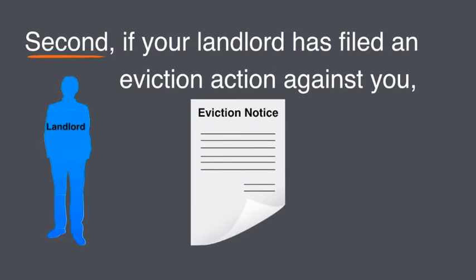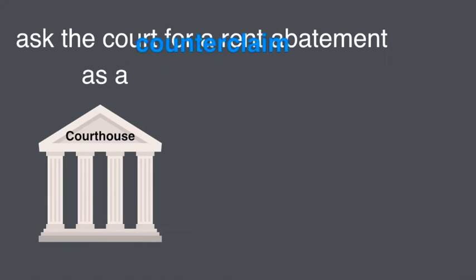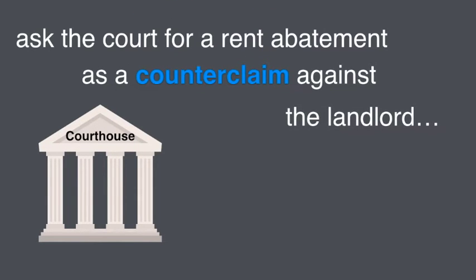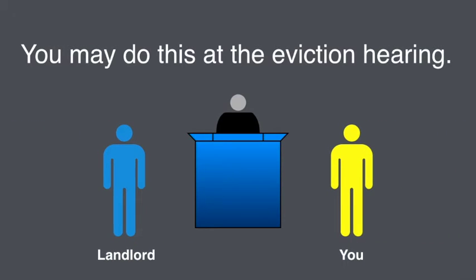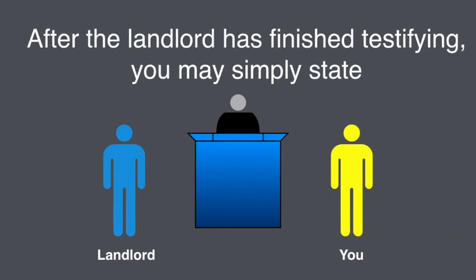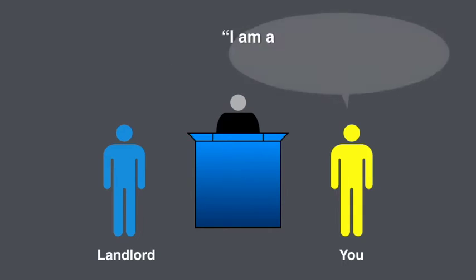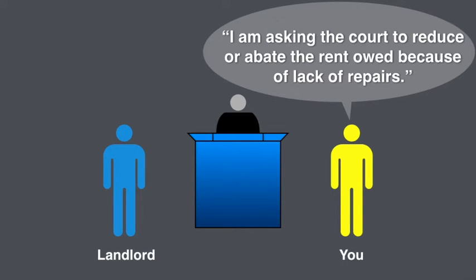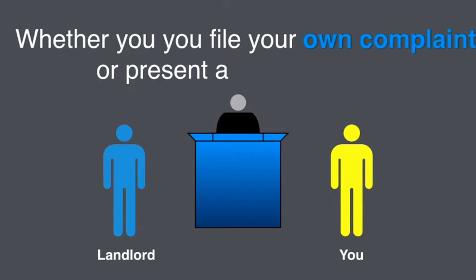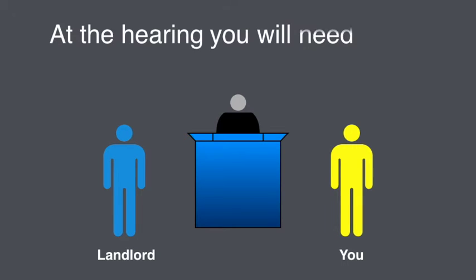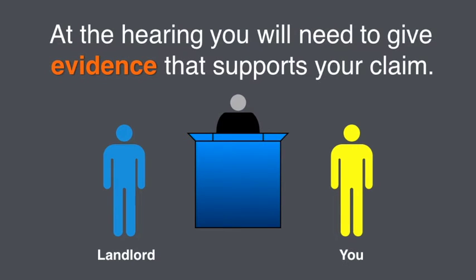Second, if your landlord has filed an eviction action against you, you may ask the court for a rent abatement as a counterclaim against the landlord. You may do this at the eviction hearing. After the landlord has finished testifying, you may simply state, "I am asking the court to reduce or abate the rent owed because of lack of repairs." Whether you file your own complaint or you present a counterclaim, at the hearing you will need to give evidence that supports your claim.